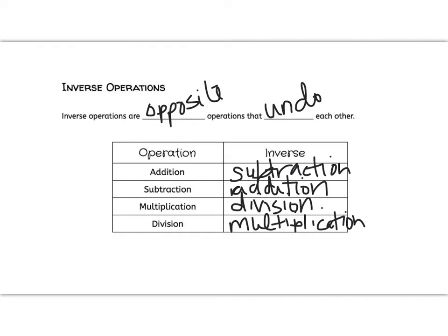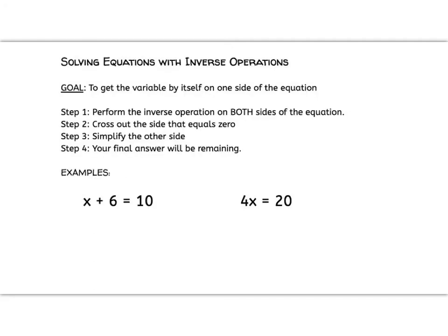So what does inverse operations have to do with solving equations? So let's look at this first equation. X plus 6 equals 10. So we can look at this and figure out what x is. X needs to be whatever x needs to be added to 6 would equal 10. And we know that answer would be 4. But how do we do that algebraically? So let me show you.